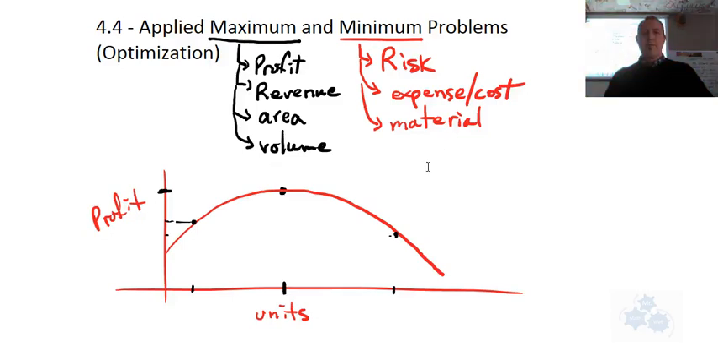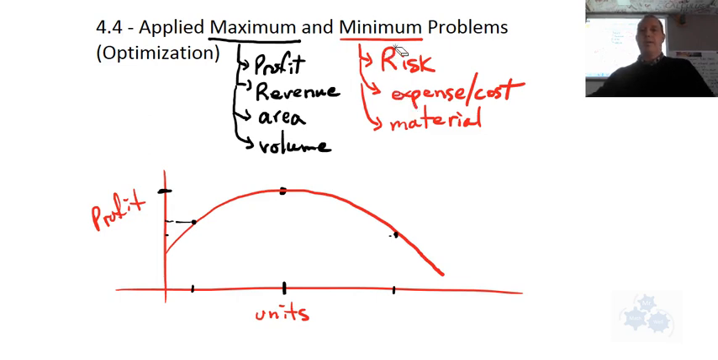Hi, this is a brief lesson on maximum and minimum problems, that is optimization in Calculus 30. Oftentimes in real life, we want to maximize certain quantities, that is profit, revenue, maybe the area of a poster given some material, or the volume of a box given a certain amount of material.